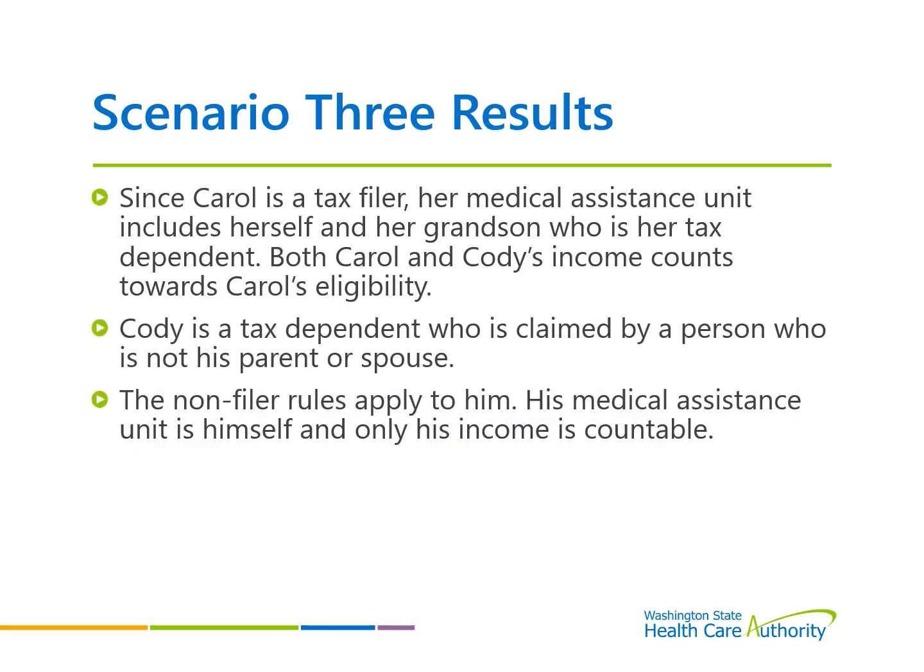Let's review this scenario. Since Cody is a tax dependent who is claimed by his grandma, the non-filer rules apply to him. His medical assistance unit is himself, and only his income is countable. The medical assistance unit for Carol includes herself and her grandson because tax filer rules apply.